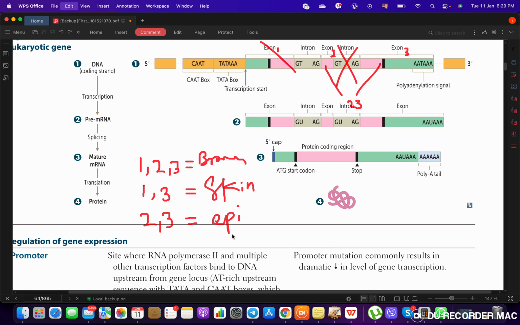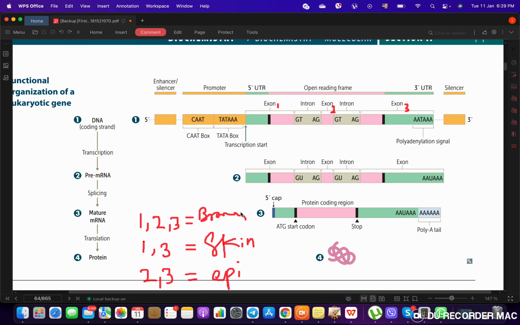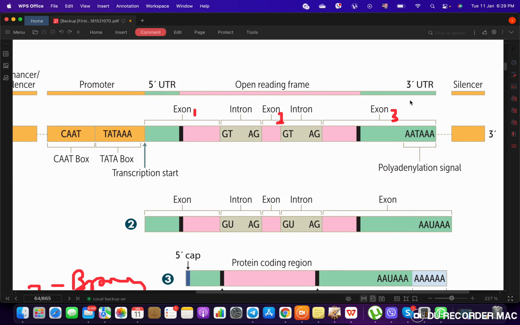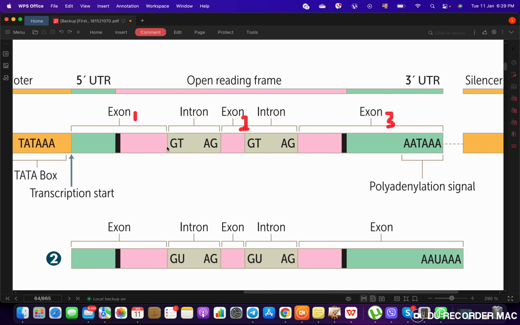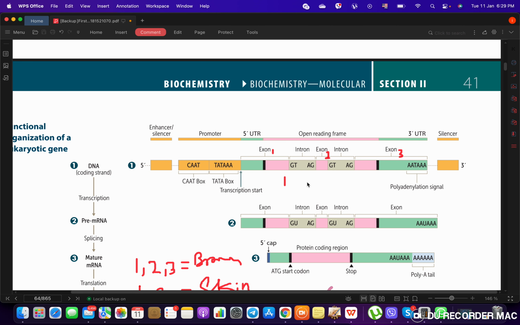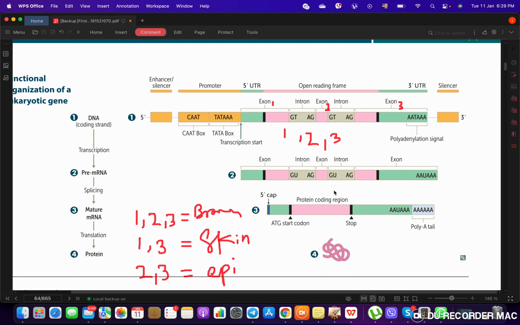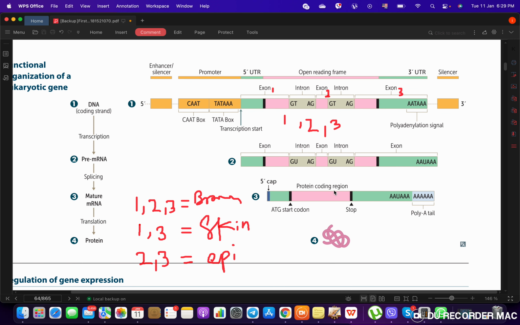Epithelium. Okay, let's speak about another case. Introns, of course, we don't speak about them because they are excised anyway, but let's say that you get the following sequence. You get exon 1, and you express 2 and 3, you express all of them. So what are you going to get? If you express everything, a brain, absolutely.